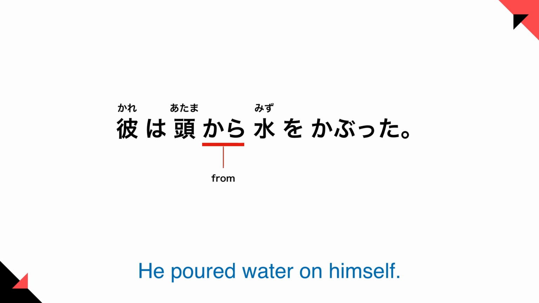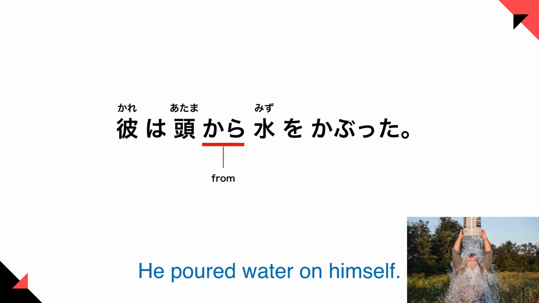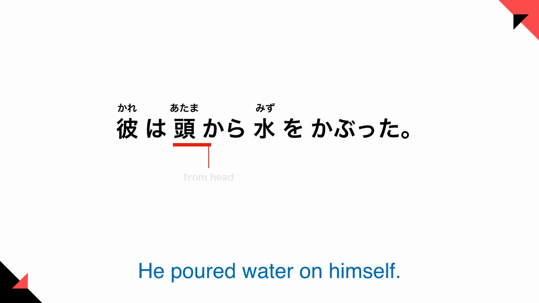So から means from. When we look at that picture, the water comes from the top to bottom, his head to the bottom. You see this direction, 頭から, it means from head. So 頭から means from head. So water is coming from his head to the bottom.